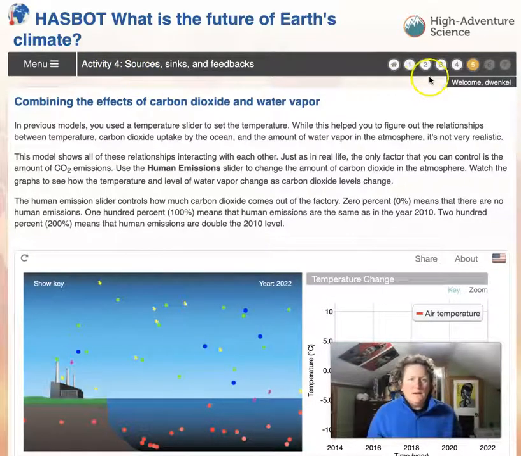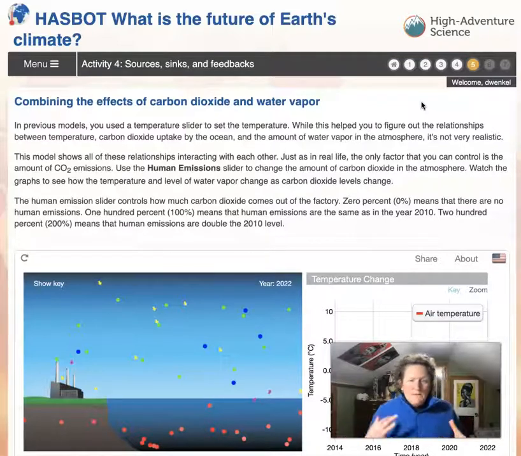We're looking at Activity 4, Sources, Sinks, and Feedbacks. We're on page 5. We've talked about carbon dioxide. We've talked about water vapor. Now we're going to combine the effects of carbon dioxide and water vapor and have a more complex model that will likely be more accurate.